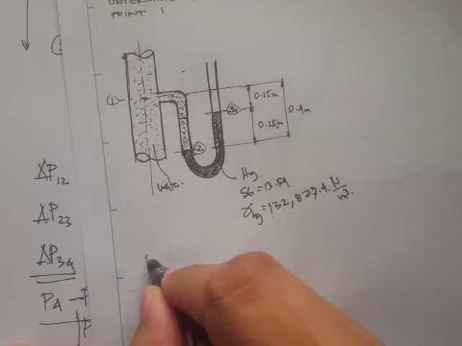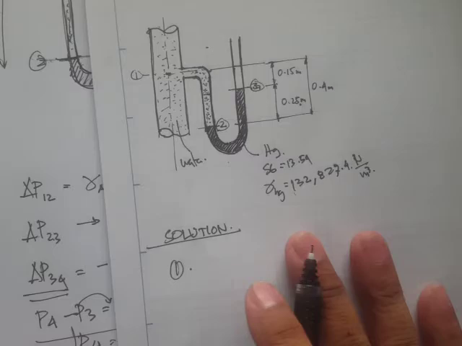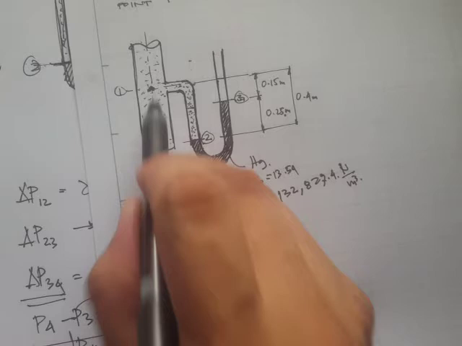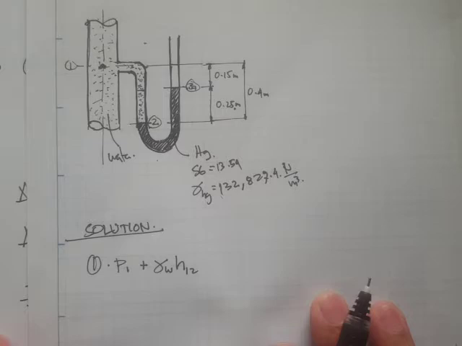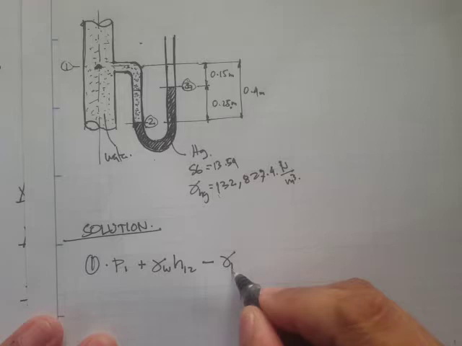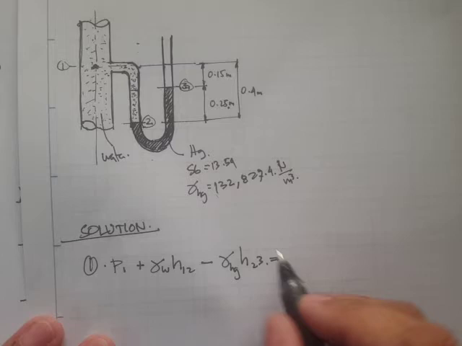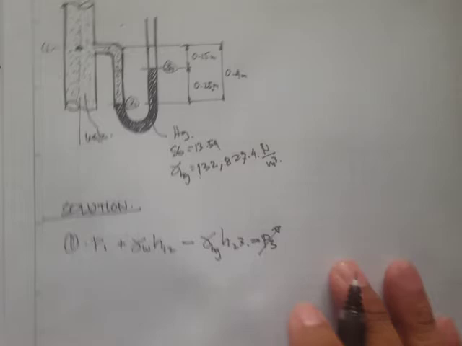So let's write the solution. So the first one, if we can actually do the shortcut, the one that we just discussed a while ago, we can just say that if this is point 1, then P1 plus, okay, so from this point going down, that's going to be positive, plus the gamma of water times the height from point 1 to point 2. Okay, and then from point 2 to point 3, that's going upward, and that's going to be minus the gamma of the mercury times the height from 2 to 3. Right, and on the right side, that's going to be P3. Okay, so for the point 3, it's actually 0, since it's exposed to the atmospheric pressure.